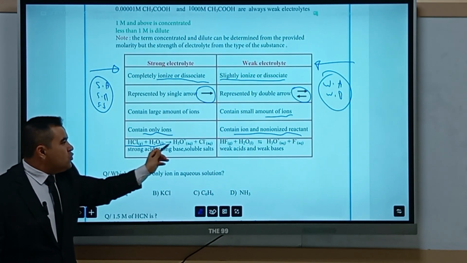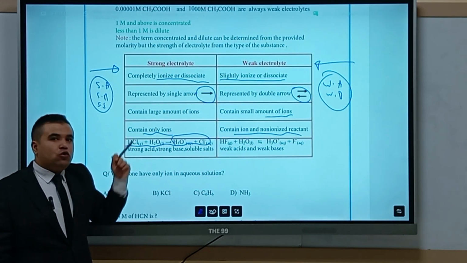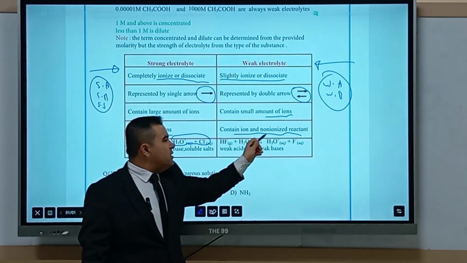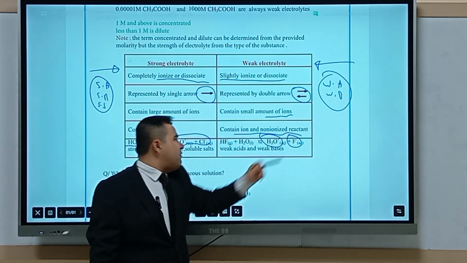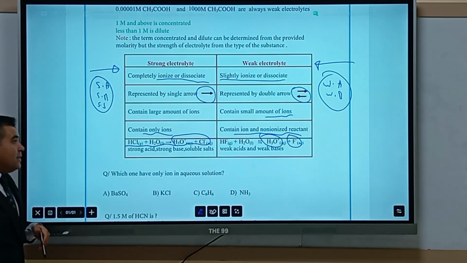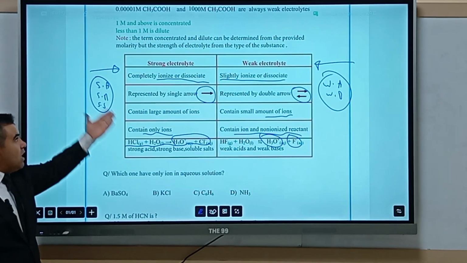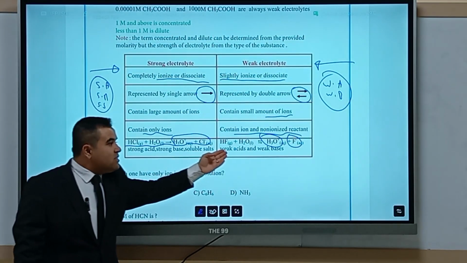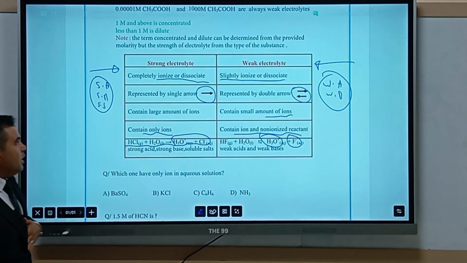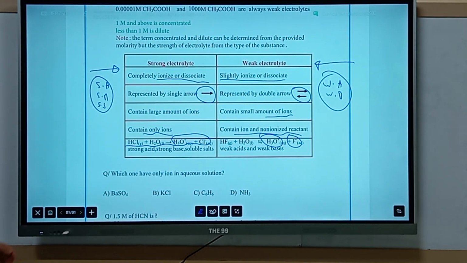Example, HCl with H2O forms completely hydronium and Cl, HF forms partially hydronium and F. The strong acid, strong base and soluble salts are examples for strong electrolytes. Weak acids, weak bases are examples for the weak electrolytes.